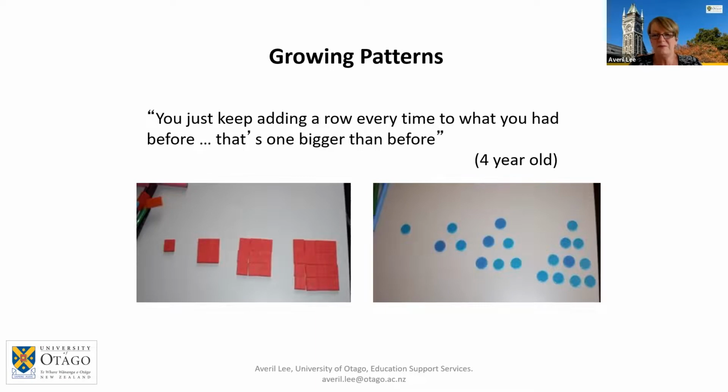But it can be happening because the kids just know, oh, it's just one bigger, I need to put another row in, or I need to do another four or five down the bottom, and they can just see it. So don't limit your growing patterns to your year threes and ups. Give them to some of the ones further down and just see what they can do.